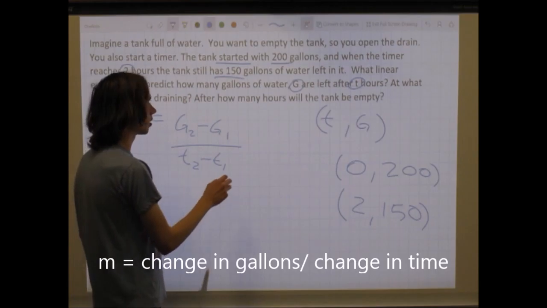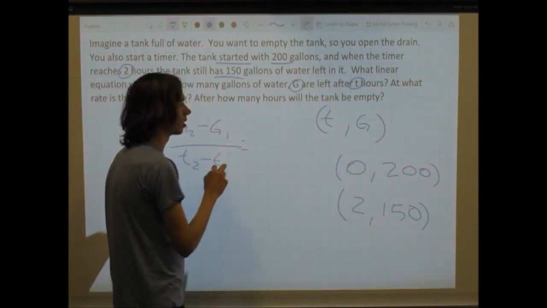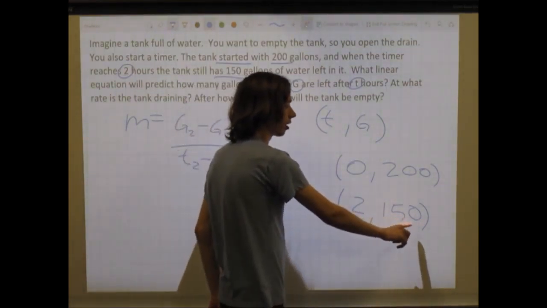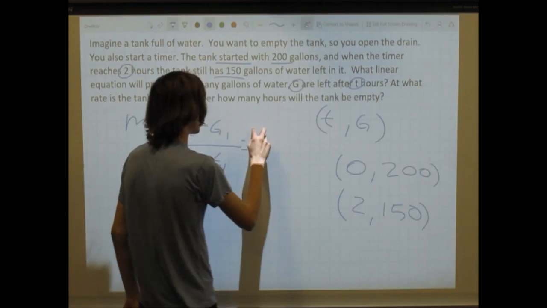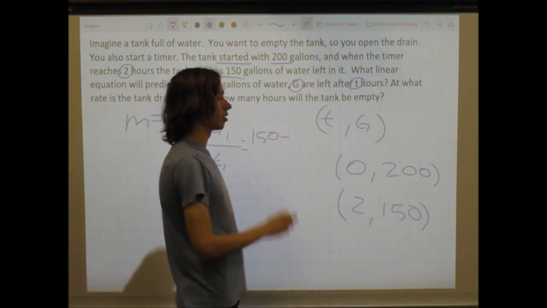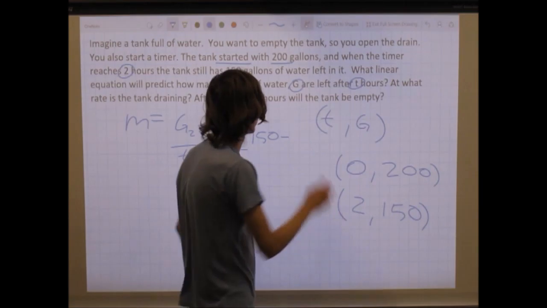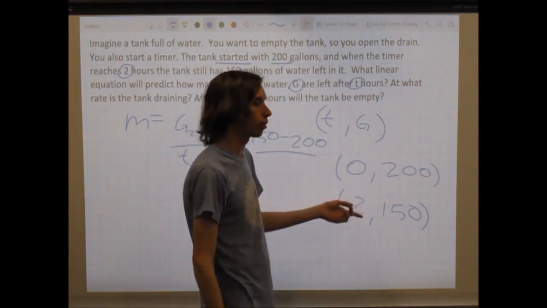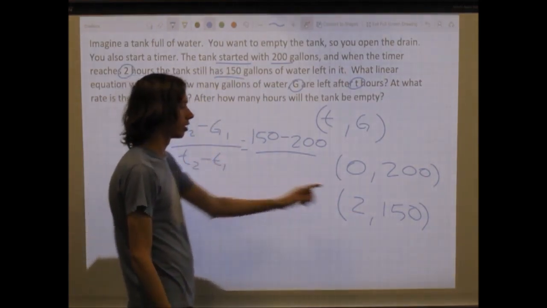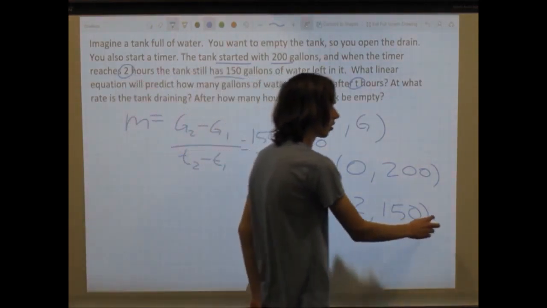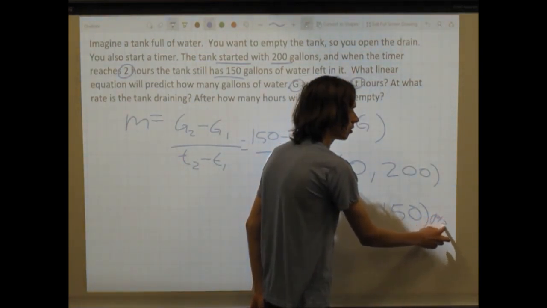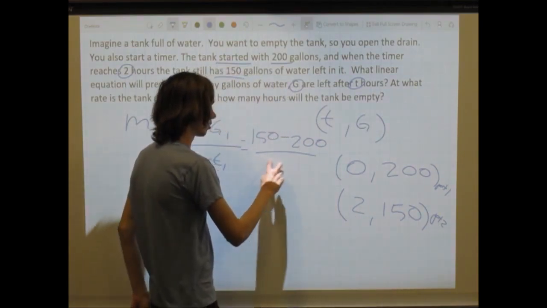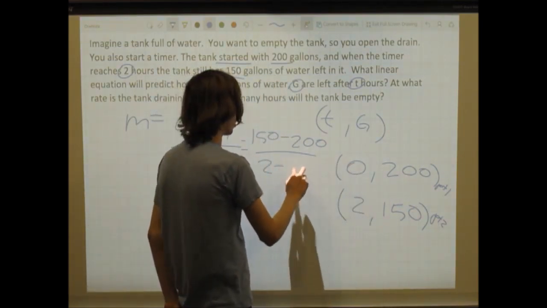Okay, and so what that's going to be is, see if I can squeeze it in right here, g2, right? If we consider this our second point, then this is going to be g2 right here. It's going to be 150 minus g1, which is going to be 200, over x2, or actually it's t2 in this case, right? t2 is 2, because we're saying this is our point 2, and this is our point 1, right? Let's make that clear. So t2 is going to be 2, and t1 is going to be 0, right?